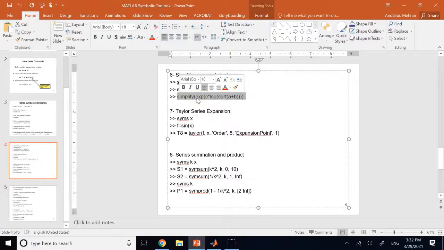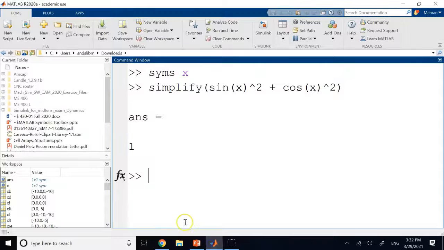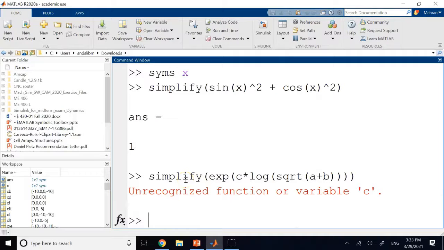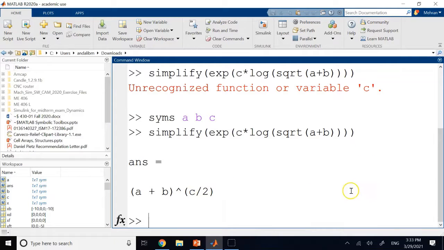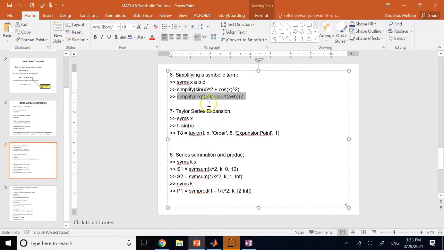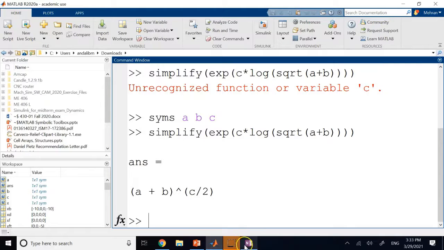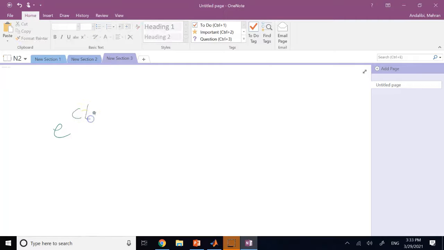Exponential of c logarithm of a square root of a plus b. Can it do that? Well, let's find out. Yes, of course, what is a, what is b? So we have to define a, b, and c here. Do it again. And it says yes. That whole big thing is simply what? A plus b to the power c over 2. So what I passed to it was exponential of c times log of, and log here means natural log. So e to the c times natural log of then what? Square root a plus b.